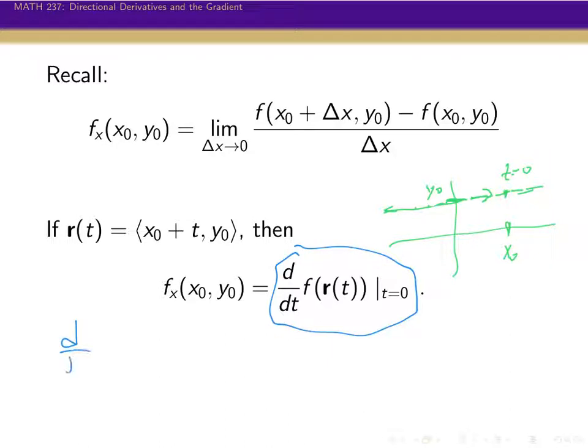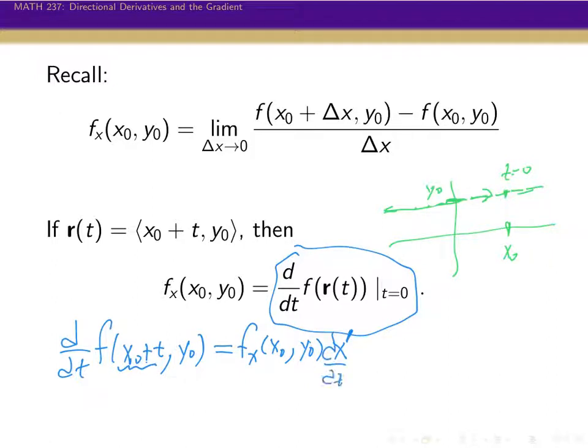Right? So we know that d dt of f of r of t, well, f of r of t, that's really just shorthand for saying, for the x-coordinate, we're plugging in x naught plus t. For the y-coordinate, we're just plugging in the constant y naught. Right? And so this would be the partial in terms of x at x naught, y naught times x prime, the derivative of the x component in terms of t, so this would be dx dt. Well, x naught's a constant plus t, that derivative there is just 1. And so we'd have just a 1 there.